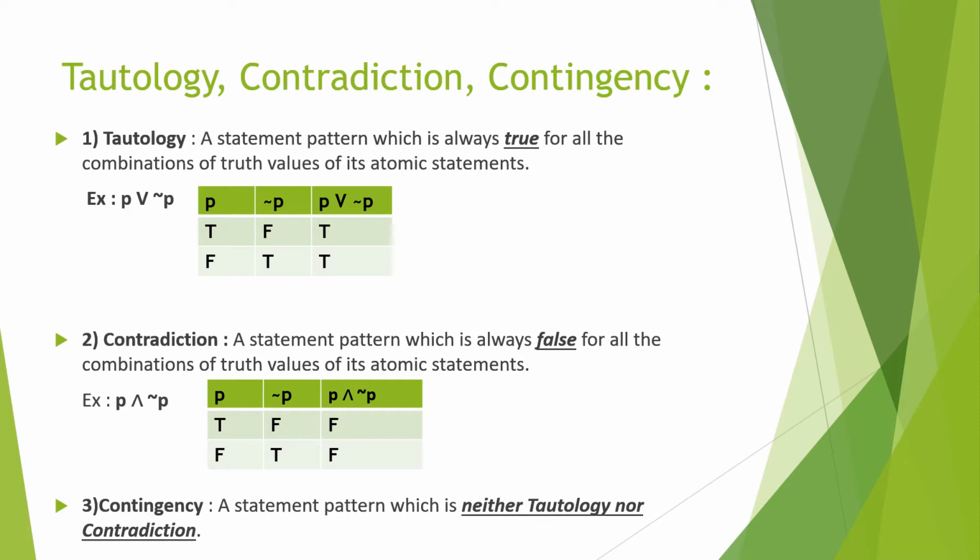And contingency is a statement pattern which is neither tautology nor contradiction. That means in the last column of the truth table, we always get both T and F. So it is a mix of T and F. So in that case, we say that the statement pattern is contingency.